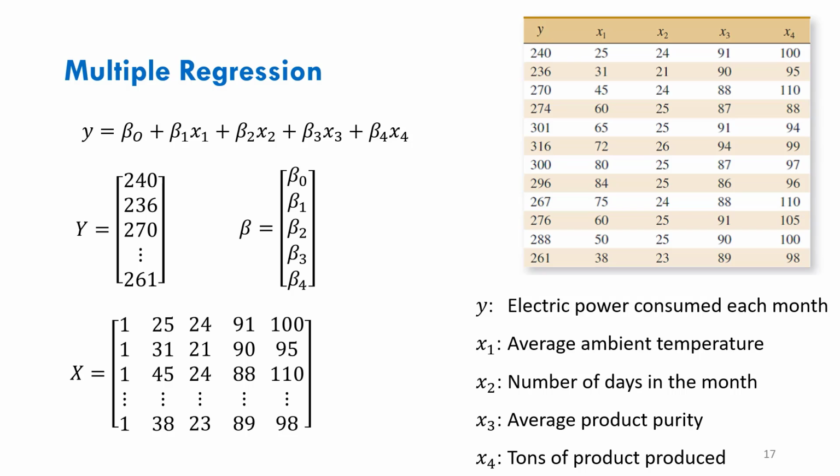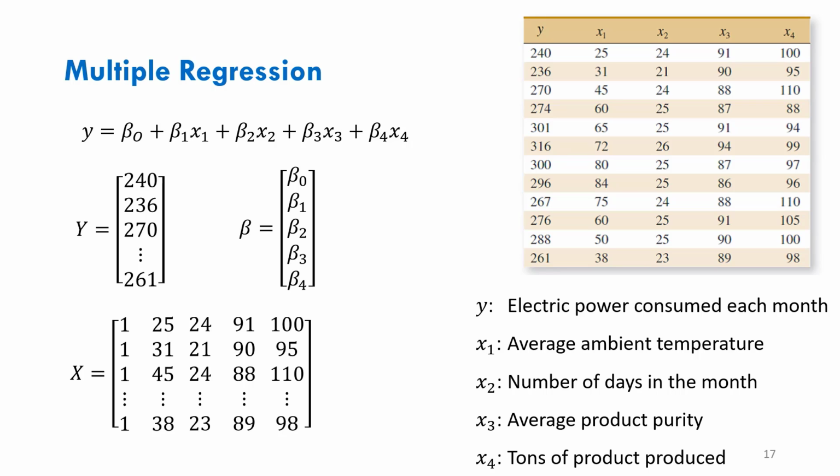In order to perform multiple regression, for example, the electric power consumed each month by a plant is thought to be related to the average ambient temperature x1, the number of days in the month x2, the average product purity x3, and the tons of product produced x4. The past year's historical data are available and presented in the following table, which is shown on your screen.